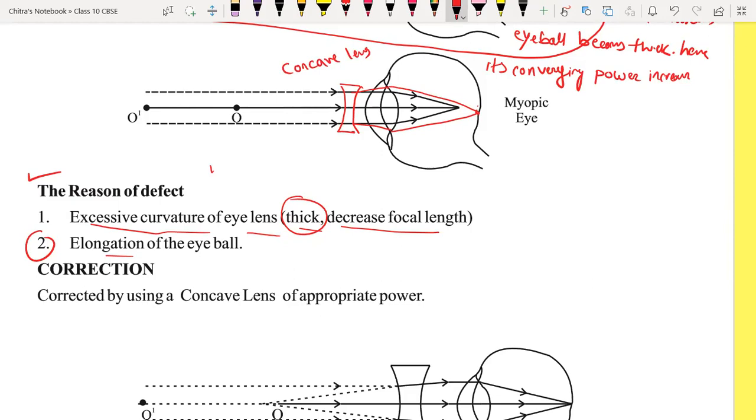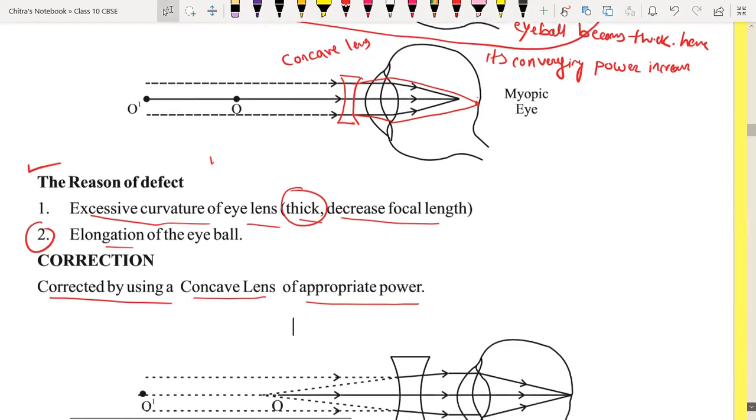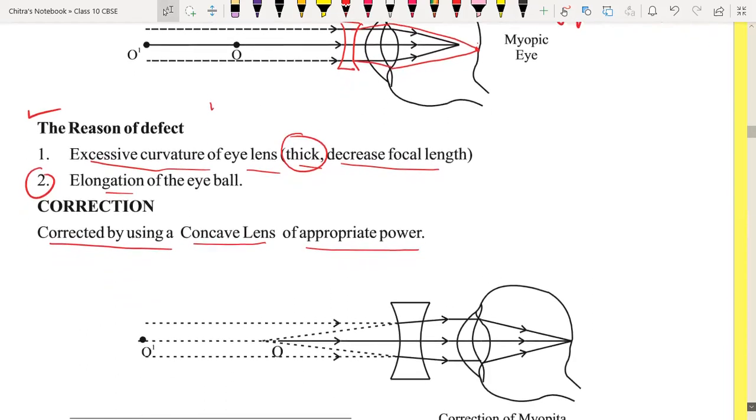Already given over here: myopia can be corrected by using a suitable concave lens, or a concave lens of appropriate power. This is myopia, its causes and its treatment. See, the diagram is already given over here. Whatever we had drawn is already drawn over here.